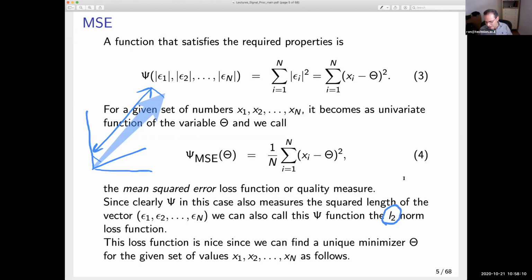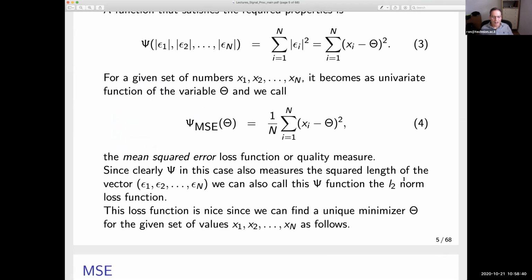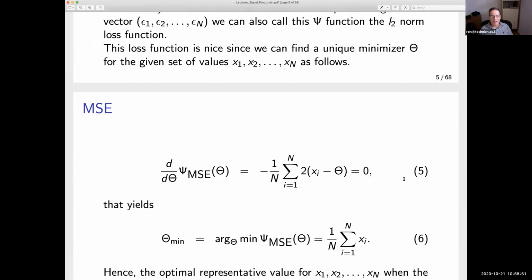L2 means that we are summing over the coordinates. So in that case, this coordinate, let's call it epsilon 1, squared, plus epsilon 2 squared plus epsilon 3 squared, this would be the L2 error. This would be the L2 measure of the length of this vector. And there are other measures that we will talk about. So we have this loss function, and it can be minimized in order to find the unique minimizer for theta. So let's find a way of minimizing this function.